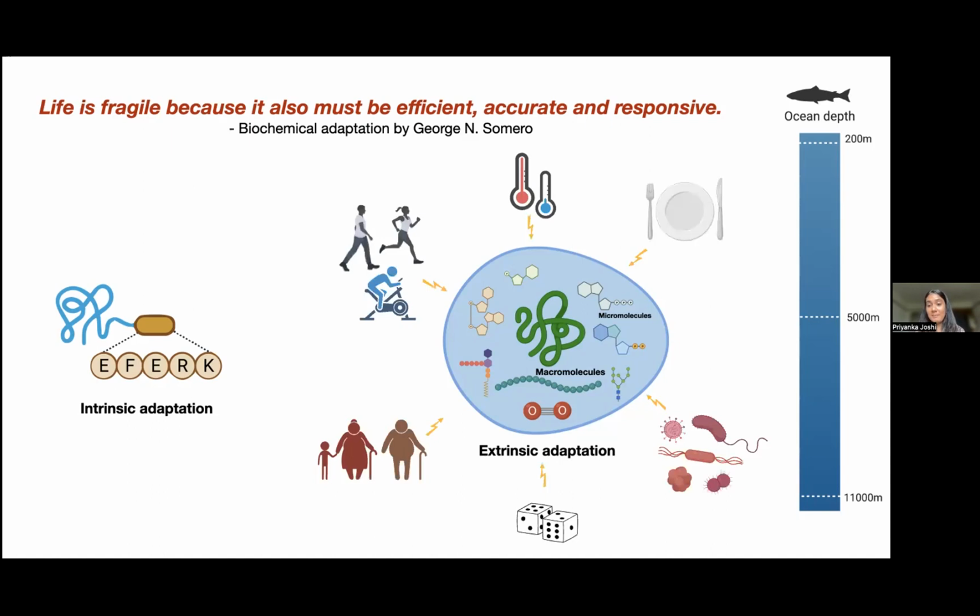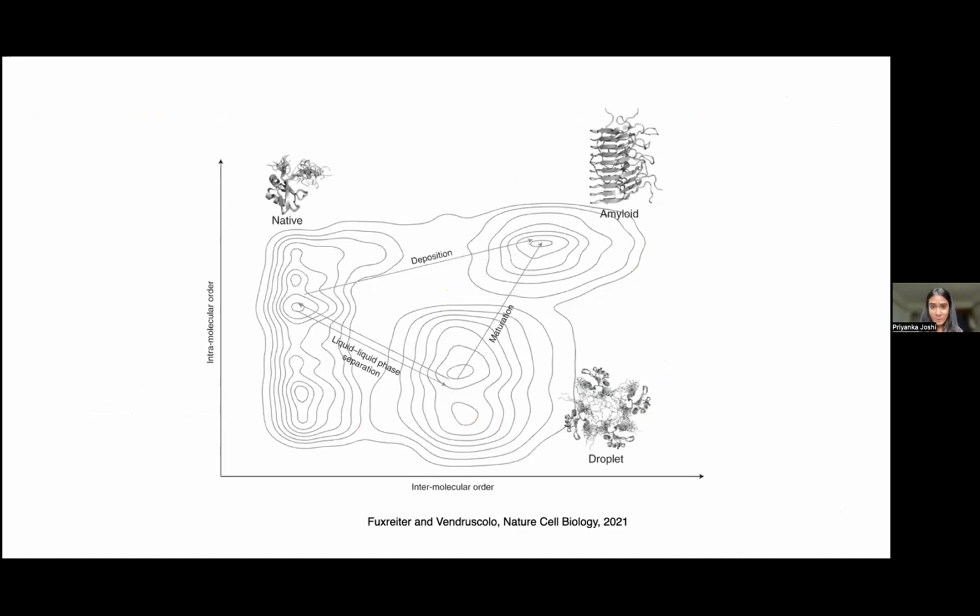Now, these extrinsic adaptations can also be because of other environmental factors, such as exercise, temperature changes, diet, various kinds of pathological sources, or aging, or just stochastic processes. And this is what led me to think about whether there can be other environmental factors that can change the structure of proteins. If you look at proteins, because of the intra and intermolecular interactions, they can move from their native form to liquid. They can phase separate and form the droplet form, or mature into very stable amyloid-like fibrils.